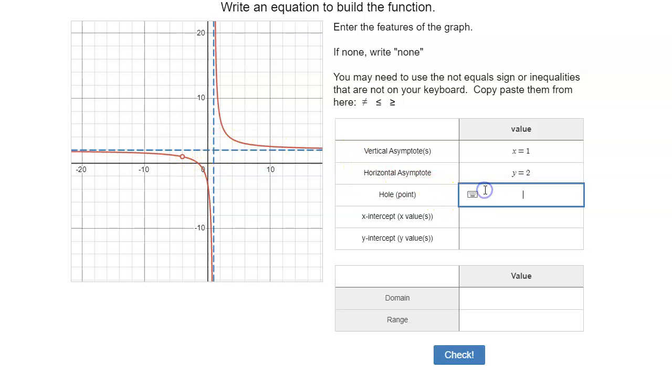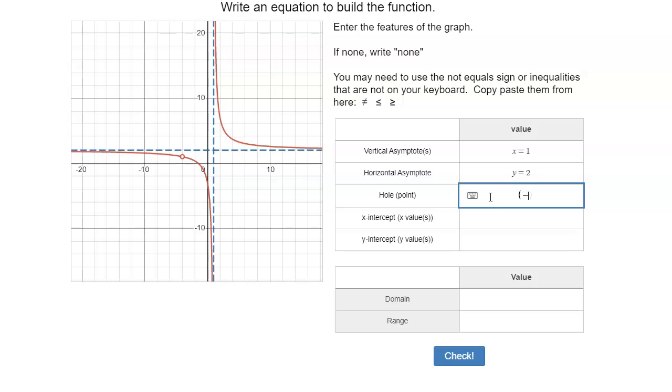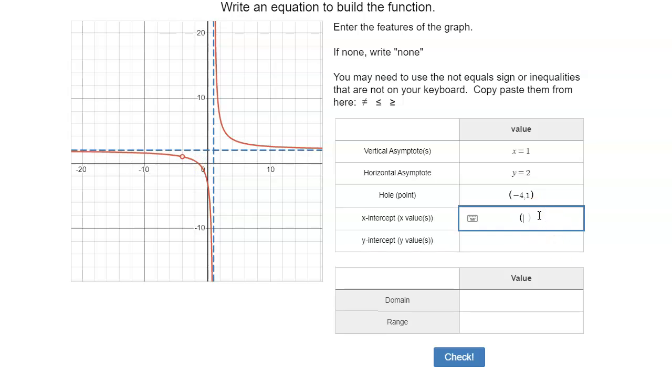So then the hole, which is a point, we see that on our graph, that is located at -4, 1. We just write it. -4, 1. Okay. So our x-intercept, let's see, we see it crosses the x-axis right there, -1.5, 0, and you can write that as a decimal in this case, -1.5, 0. Oh, but it says we're going to do it as a point, even though it says the values.